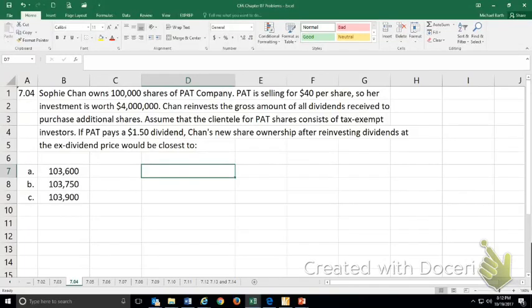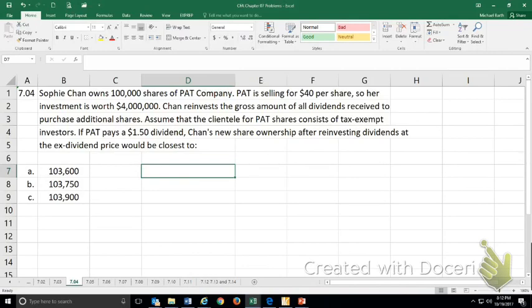This is end of chapter 7, problem 7.04 from the CFA Institute textbook, Corporate Finance, a Practical Approach, 2nd edition. And this problem is looking at the dividend reinvestment. Let's start out with what we know.